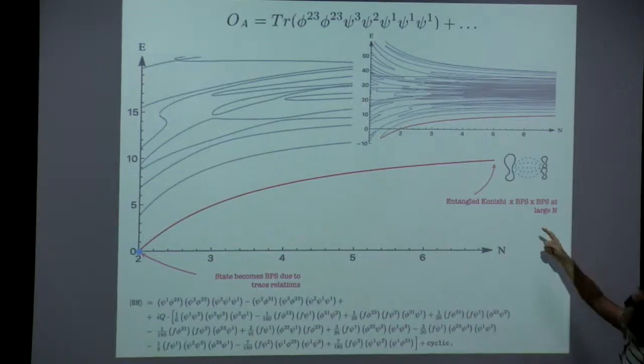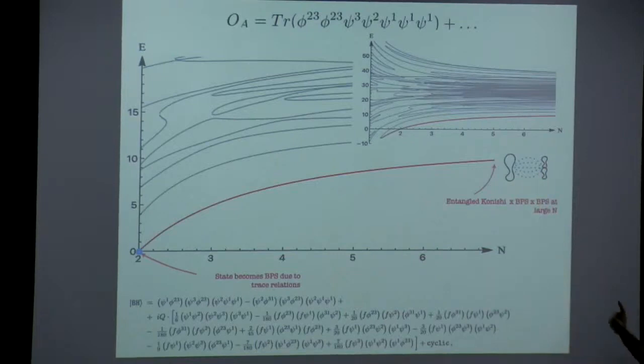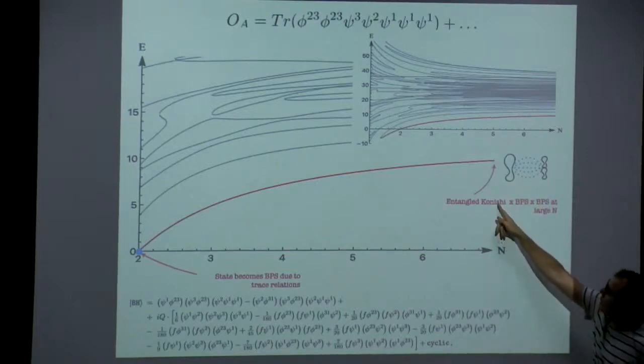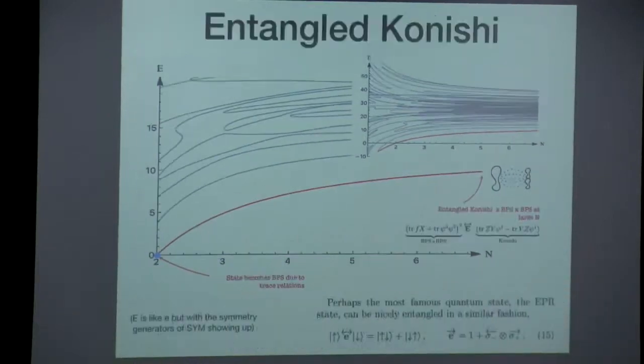It becomes a triple string state. So the black hole becomes a state which is a Konishi state entangled with two gravitons. And so let me write down what I mean by this. By this, I mean that the operator takes the following form.